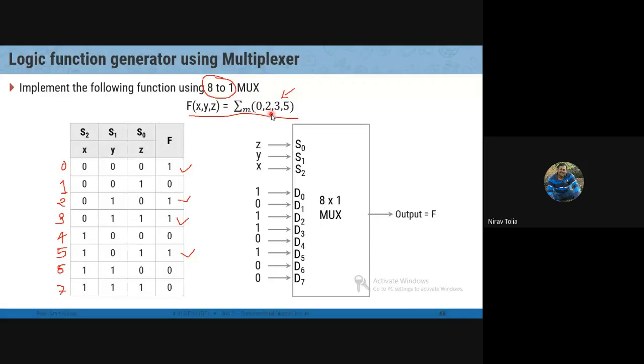Okay, so in the example we have a function 0, 2, 3, 5. We just have to make it with an 8 cross 1 mux. So we have 8 inputs starting from 0 to 7, and for the min terms which are given, just put 1 there. So in the min terms we have 0, 2, 3, 5, so we put 1 at 0, at 2, at 3, and at 5. All others we put 0, and we have to draw this type of logic diagram. Okay, so this is how to implement the function using a multiplexer.